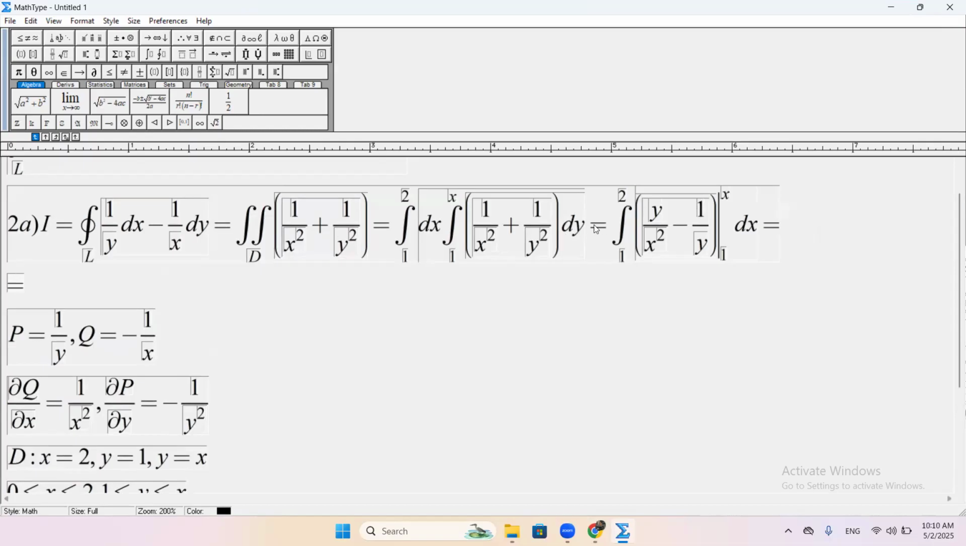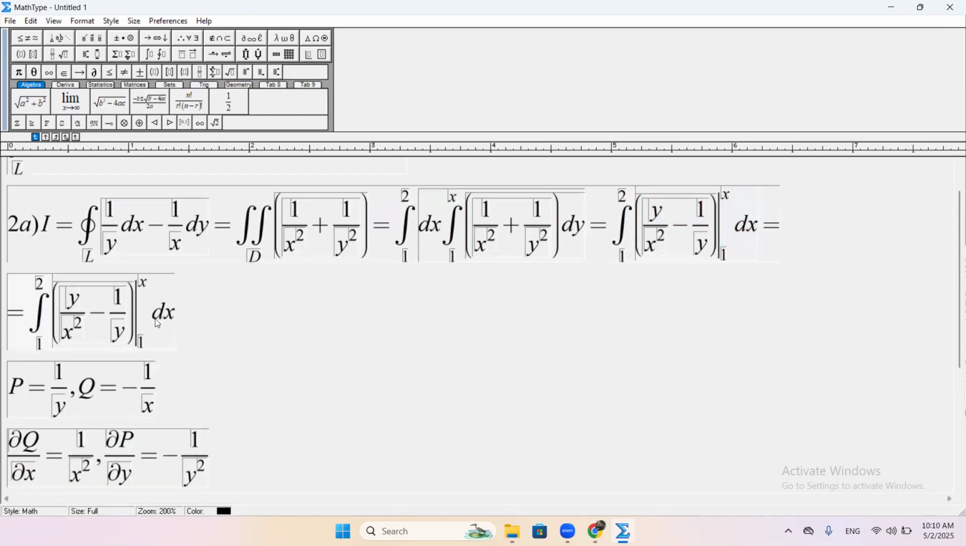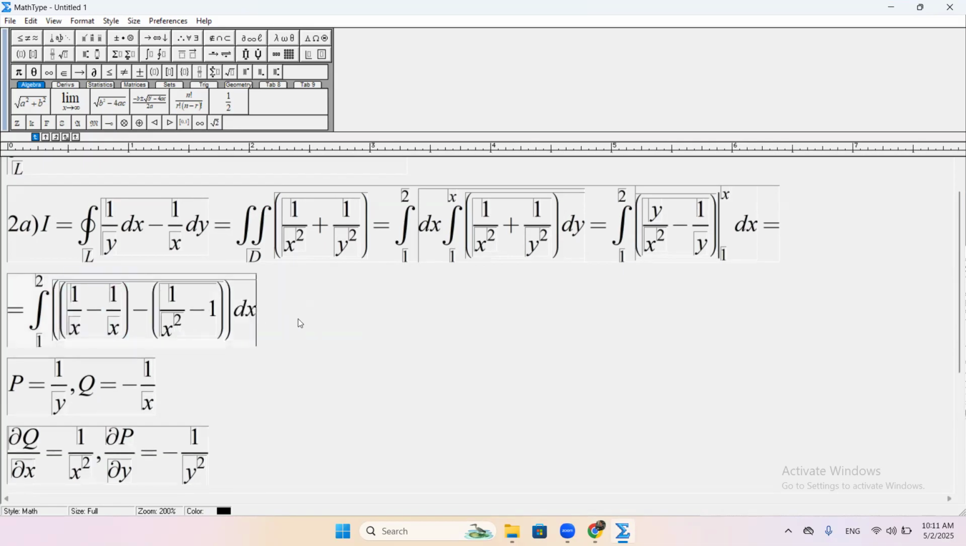So now let's do these substitutions, and everything will be simplified. In the first case, if I substitute x, what I will receive is 1 over x minus 1 over x. And if I substitute 1, 1 over x square minus 1. So what will I receive? Yeah, it will be eliminated. So 1 minus x over 1 minus 1 over x cube.